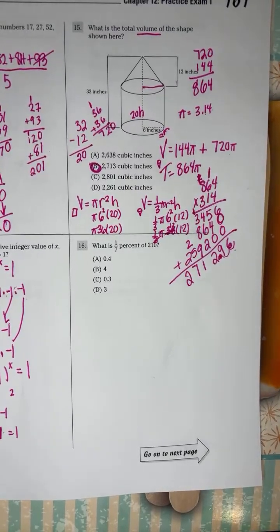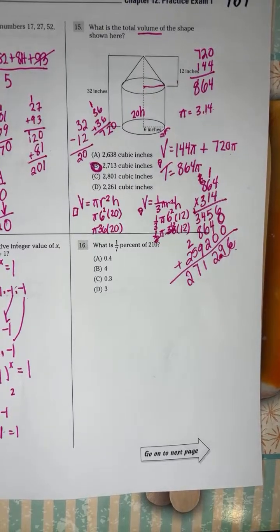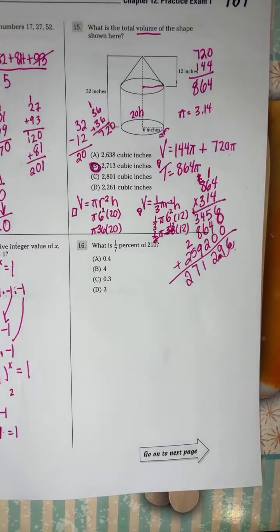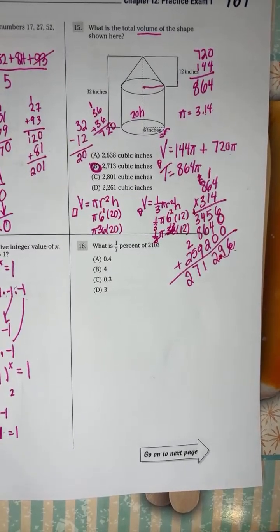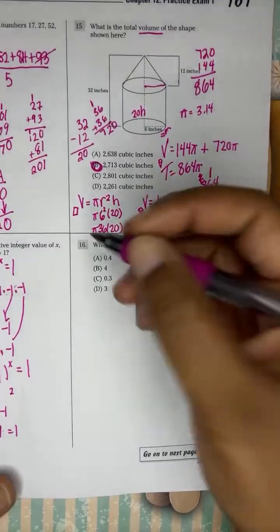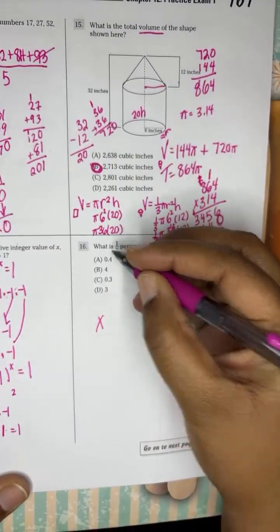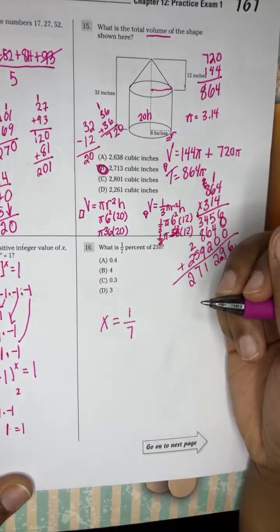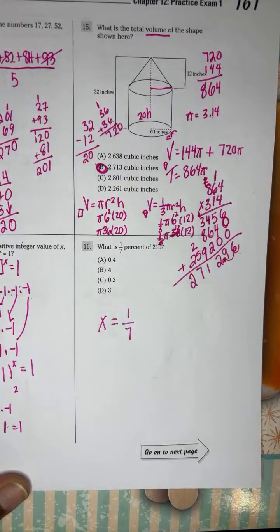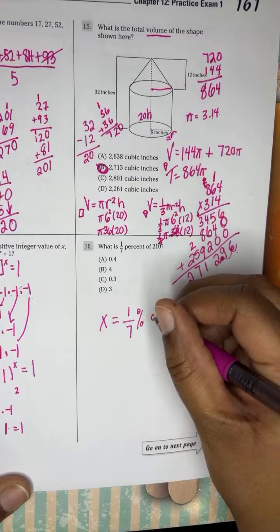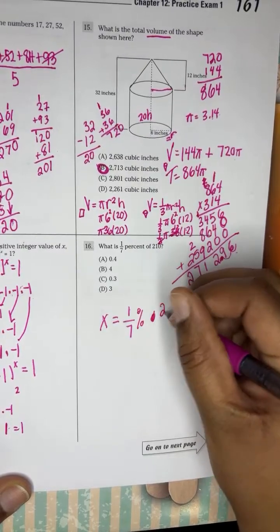So it says, what is 1/7% of 210? All right, so what is 1/7% of 210? What, we don't know, so we're going to put an X. Is means equal. 1/7 percent. Of means times 210.